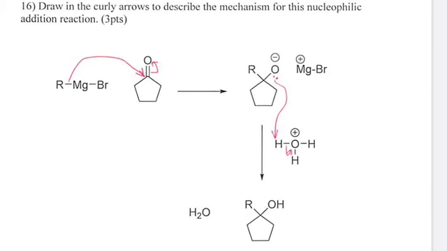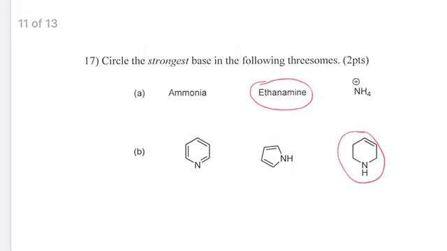Question 17 is just a base strength question. So we have ammonia, ethanamine, that's a primary amine, and NH4+. The strongest base question is which two electrons are most easily donated. So NH4+ has no lone pairs. That cannot act as a base. So now it's just a question of ammonia versus ethanamine. In our base strength box at the top of the chapter 19 summary, primary amines are a stronger base than ammonia. For that reason, ethanamine is the strongest base.